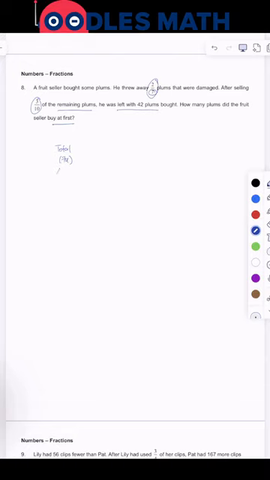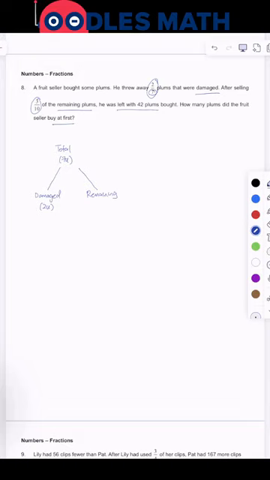Now, the first branch will be those that were damaged. Alright, so for those that were damaged, we know that it is 27 out of it. So if the total is 10 units, that tells us that the damaged ones will be 2 units. Alright, next, the other branch will be whatever is remaining.